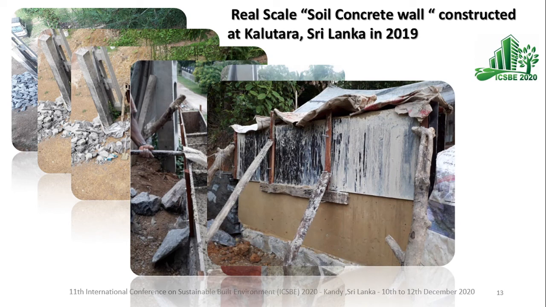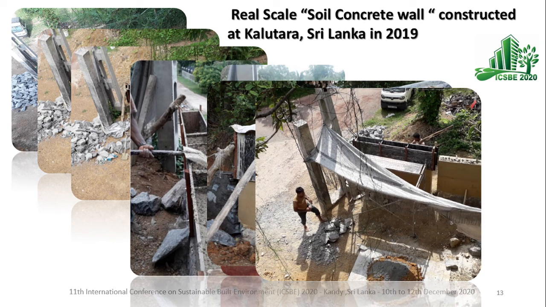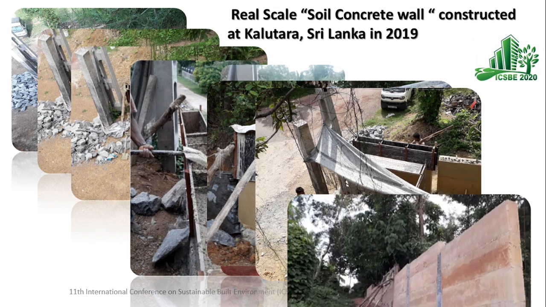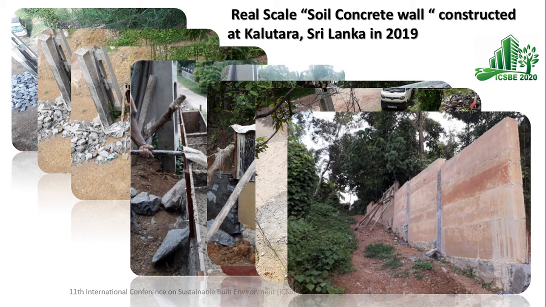And this is the walling finish. You can see we can get a smoother finish. This will reduce the plastering and painting requirements. We built up to an 8 feet long wall. This is the final product. It is exposed to weather conditions, and still this wall remains in good condition. It was built in 2019, and has existed for nearly one year.